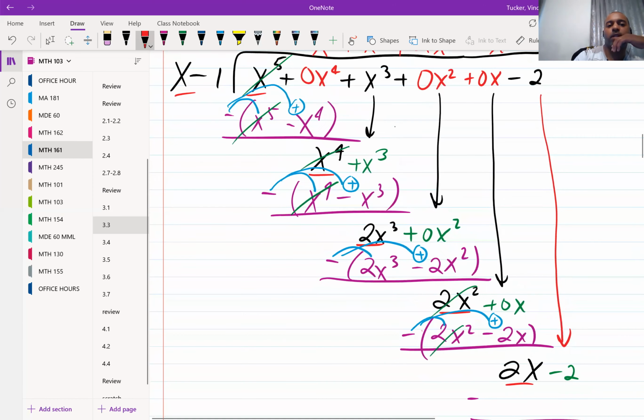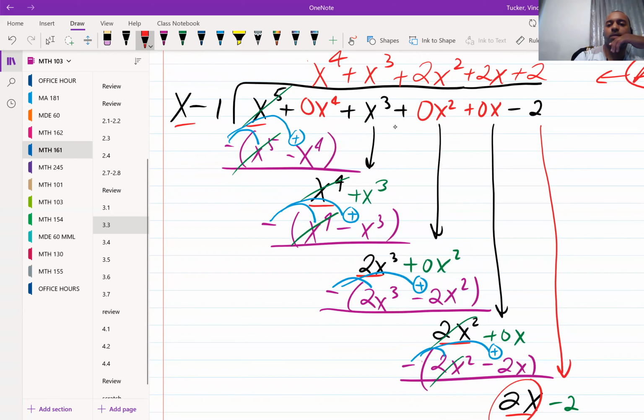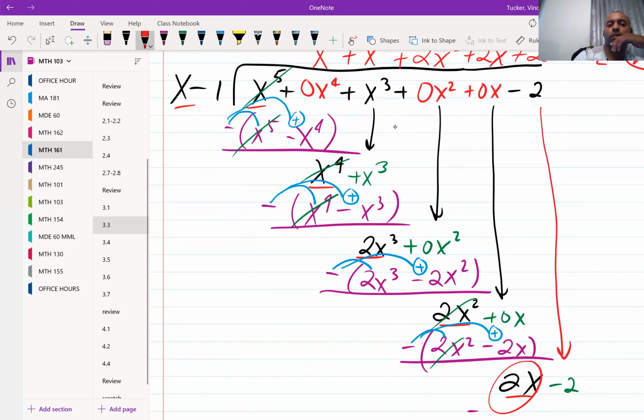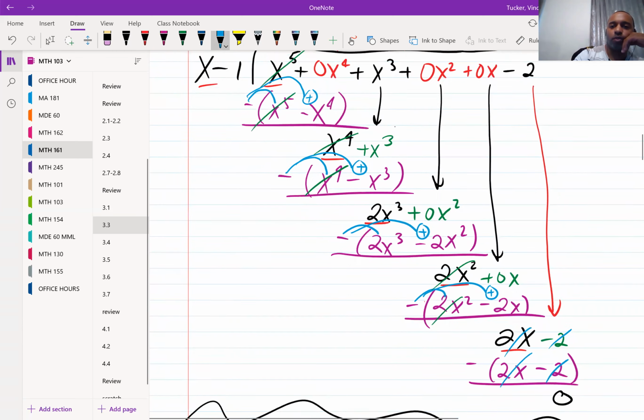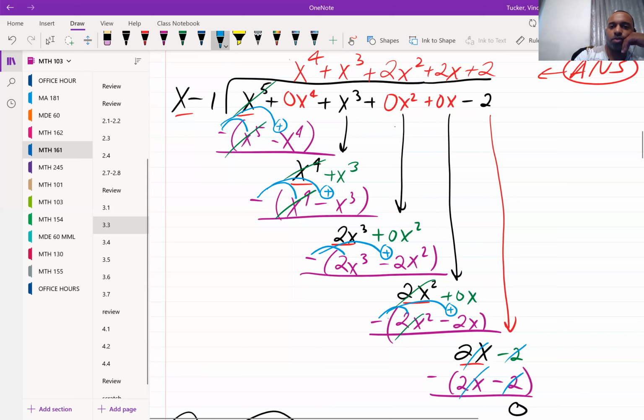Then what times x will give me 2x? That's just 2. Then multiply 2 to both of these. That'll be 2x minus 2. And each one of those will cancel out once you distribute, giving us a remainder of 0. So that will be the whole problem right there.